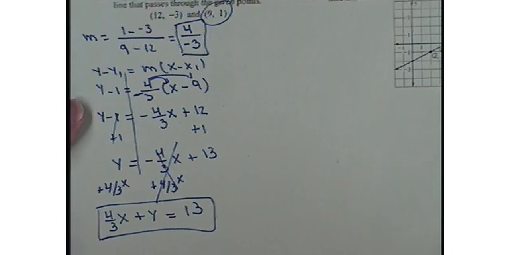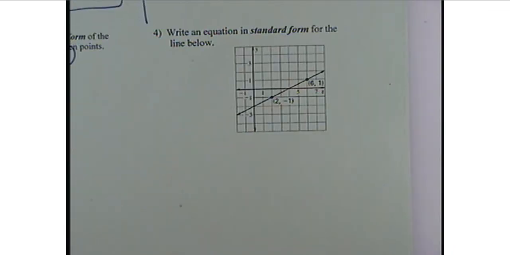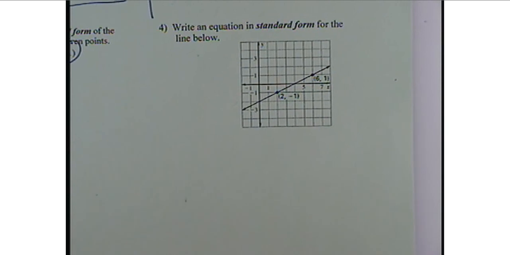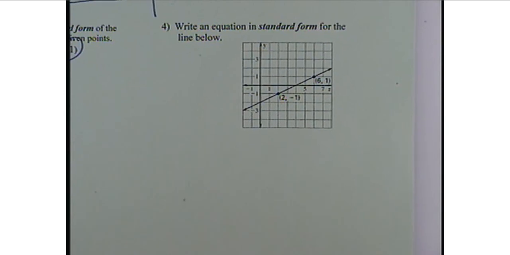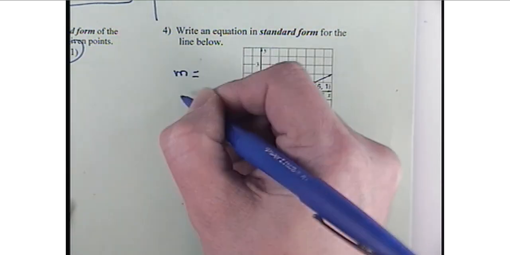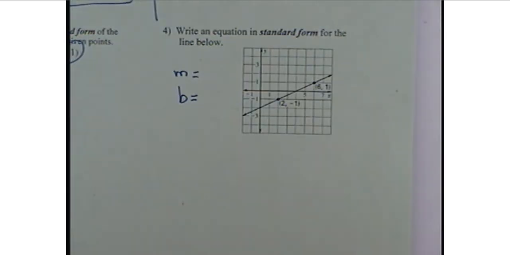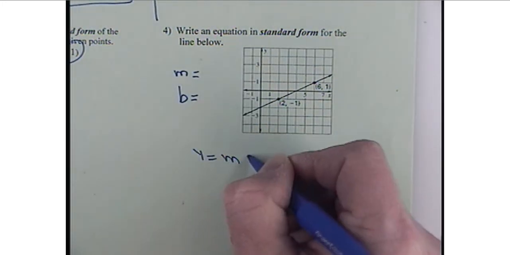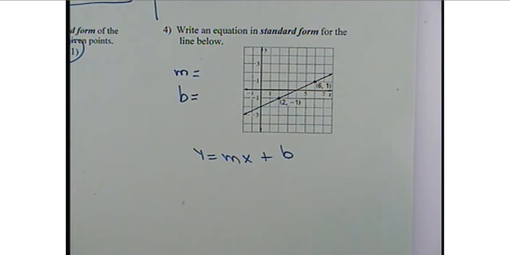Last example of the review packet, number 4. Write an equation in standard form for the line below. Alright, so if you look at this problem, I would say this will go a little bit easier, and the reason for that is because from the graph we can write down the slope, and also we can get what b is equal to. And if we know m and b, we can use y equals mx plus b form. So let's follow the steps and I will explain what is going on here.